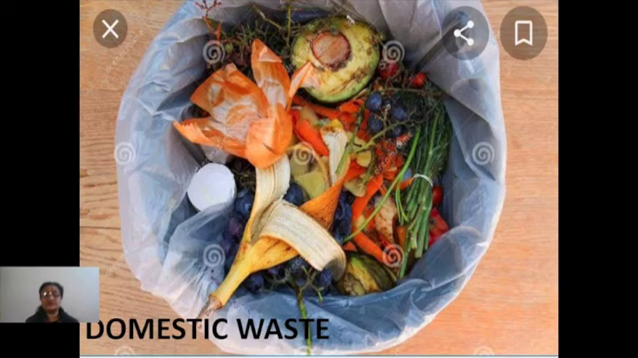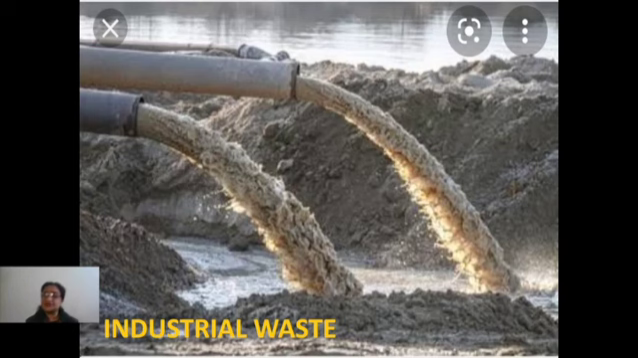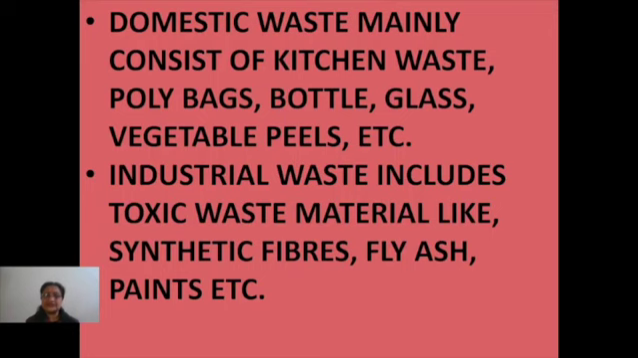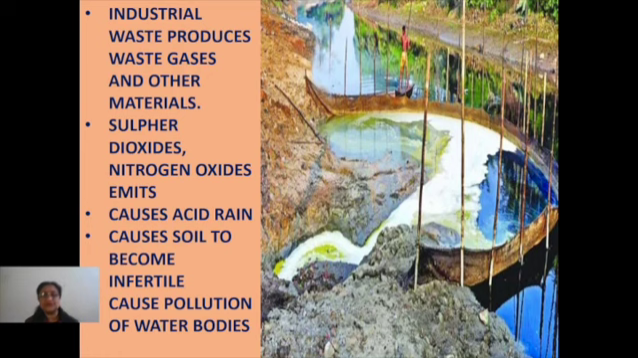Now you can see the domestic waste is chiefly covering the waste which is coming from the kitchens. Then industrial waste you can find here, you can see a picture. Then basically when we say domestic waste, it mainly consists of the kitchen waste, poly bags, then bottle, glass, all these come under the kitchen waste, okay, or the domestic waste.